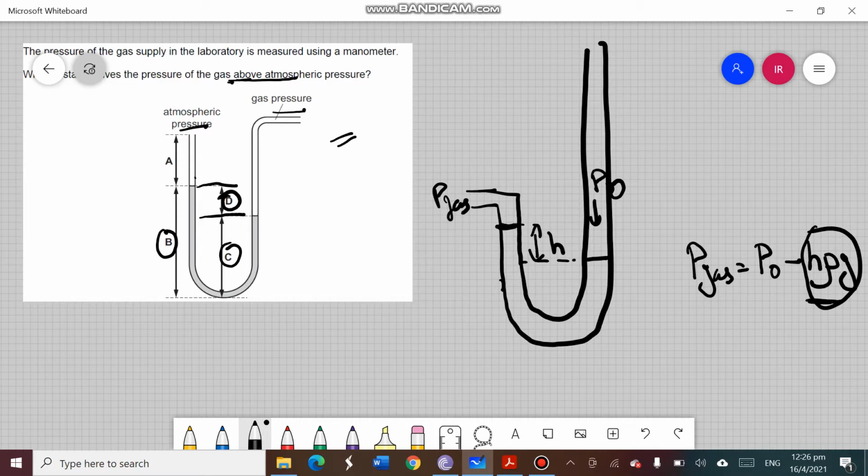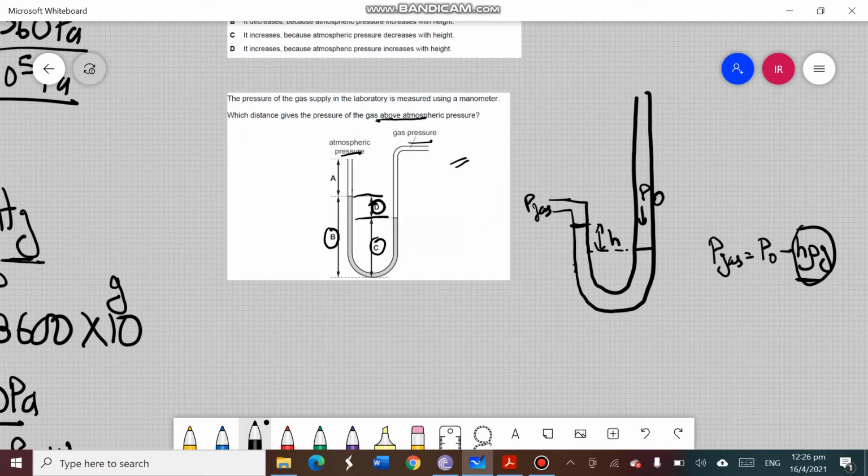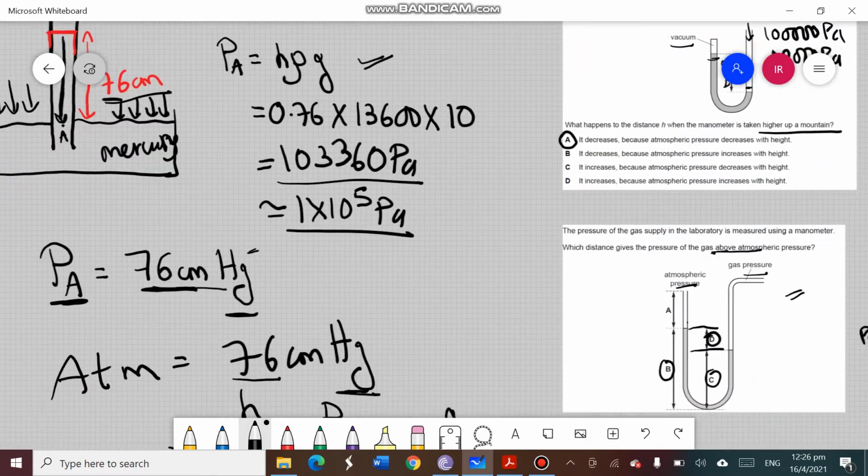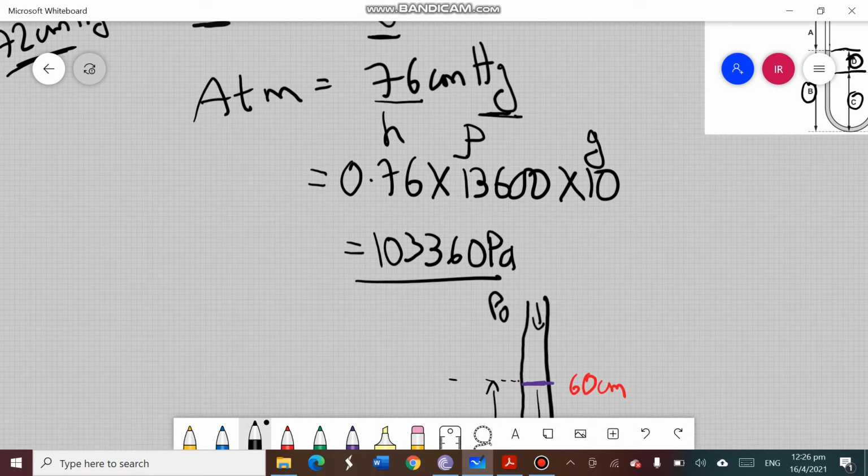Okay, so I hope the concept of centimeter mercury is clear to everyone, how we use it in different questions, and what it means to be above atmospheric pressure or less than atmospheric pressure. Okay, all right everyone, so hopefully the problems are solved.